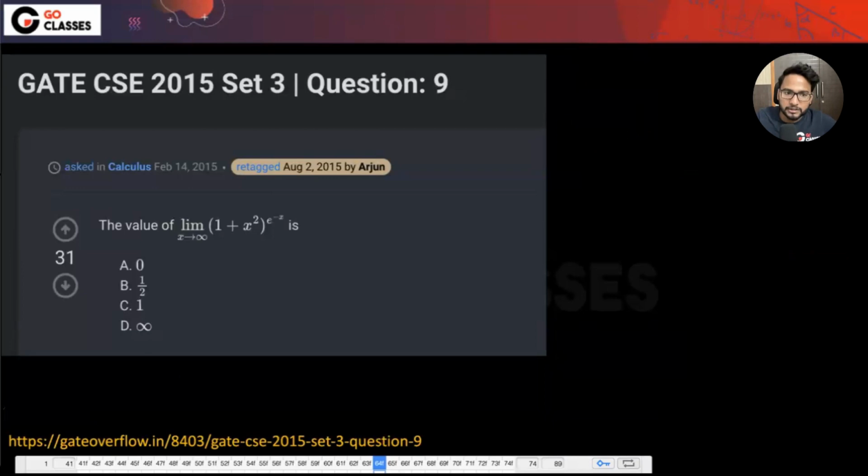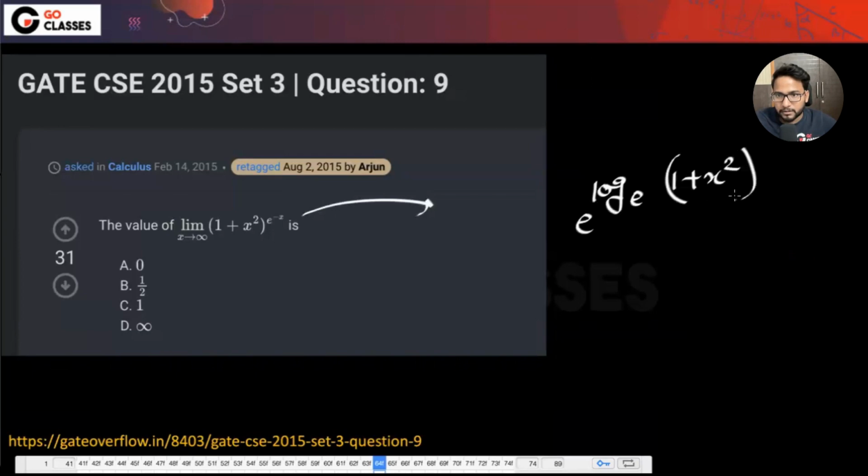So how to solve this? I think you can write it in the same way: e power log base e of 1 plus x square into e power minus x. I mean, any number you can write in that way, right? Provided that the number is positive. But here, since x is going to infinity, it must be positive.